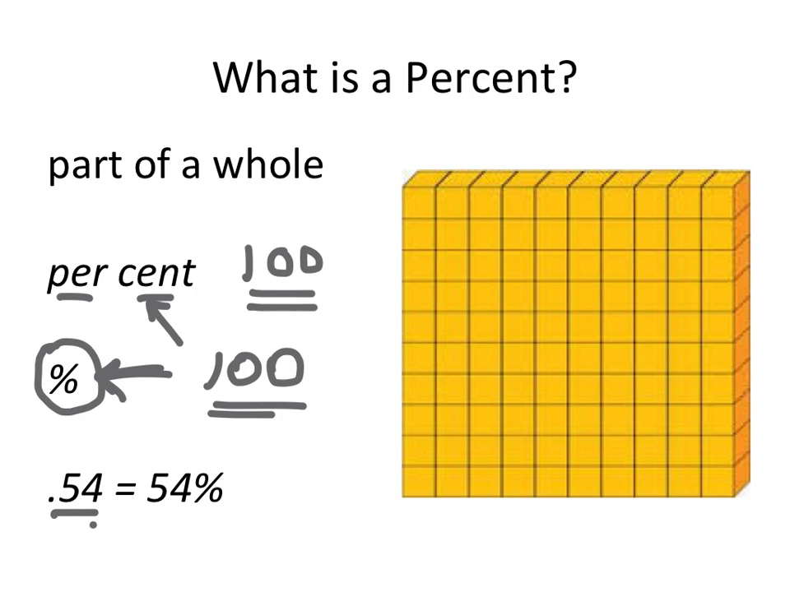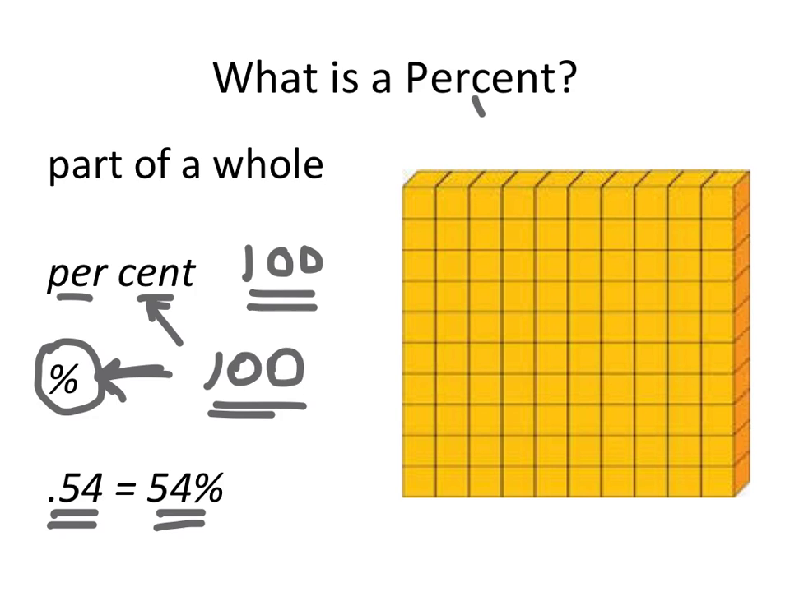We also want to make sure we relate it to decimals. We would read this decimal as 54 hundredths. Hundredths tells us that it's out of 100. We would read this as 54%. Percent tells us that it's out of 100. So it's just two different ways to say exactly the same thing.